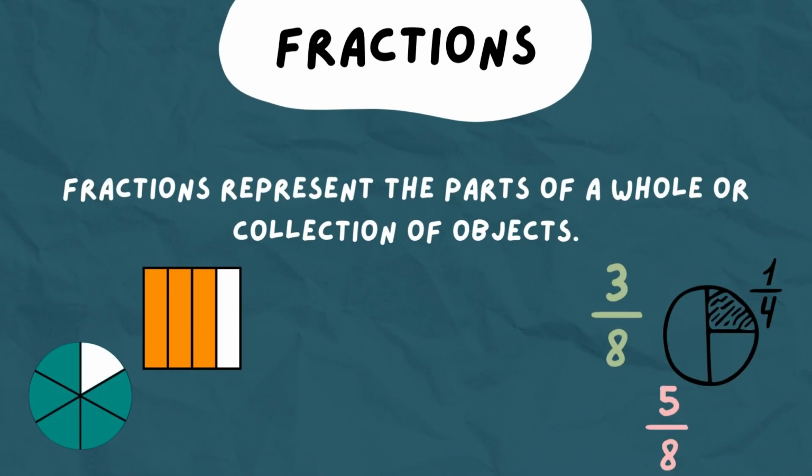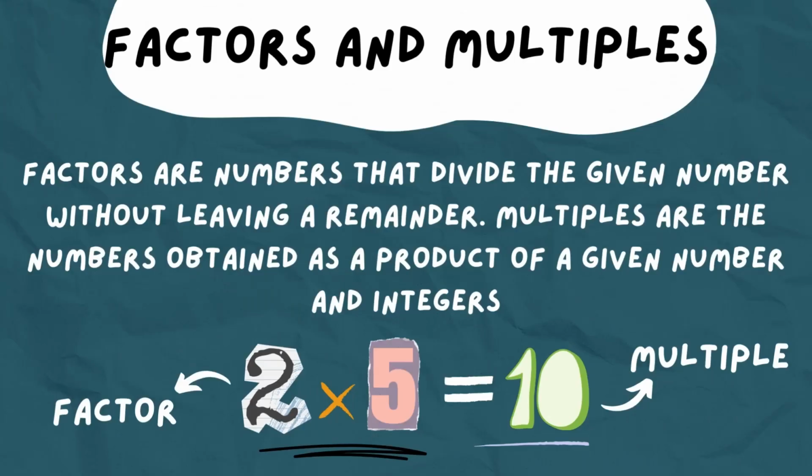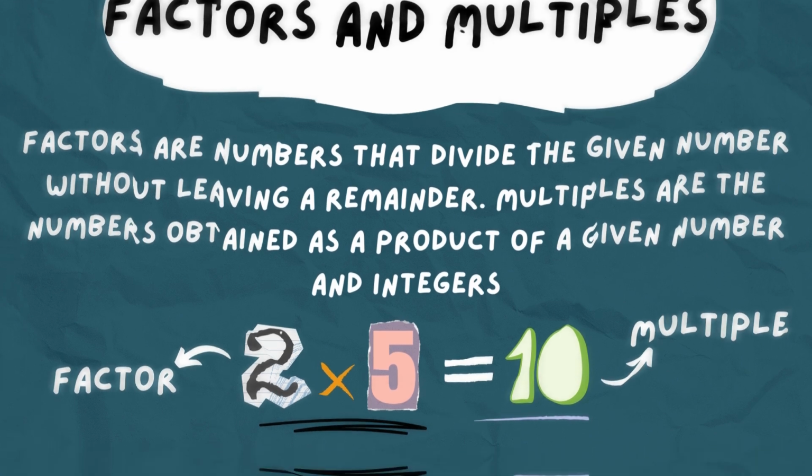Fractions represent the part of a whole or collection of objects. Roman numbers are the symbols used in a system of numerical notation based on the ancient Rome system. Factors and multiples. Factors are numbers that divide the given number without leaving a remainder. Multiples are the numbers obtained as a product of a given number and integers.